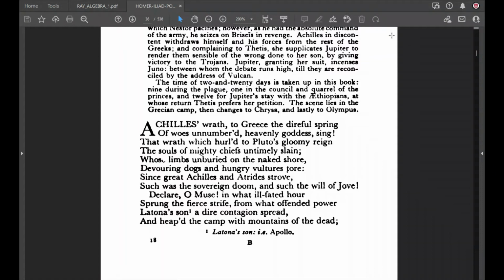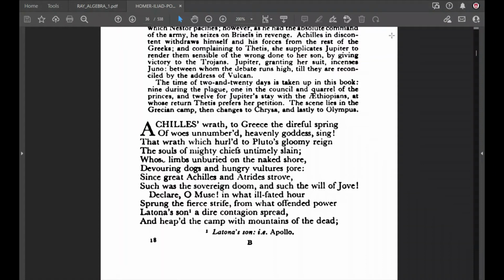Homer wasn't there. What he's doing is praying that the goddess who was there, who knows about it, would sing to him, would reveal to him the history. You understand that? He's asking the goddess to reveal to him what happened. Reveal to me, he's praying, the story of the wrath of Achilles.